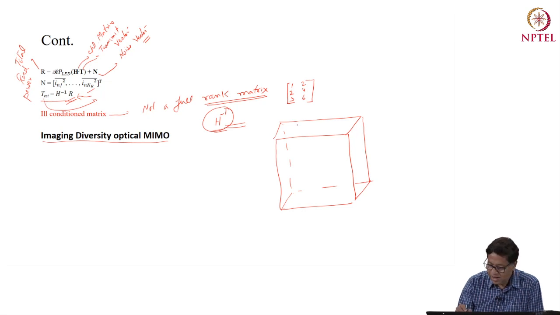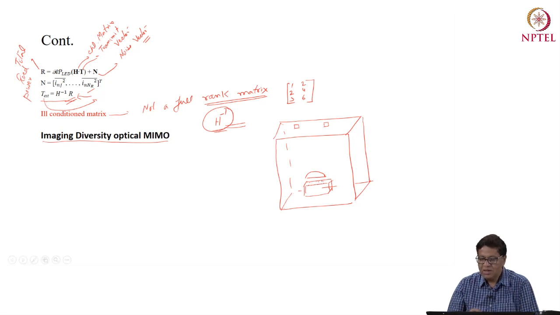This is a room, and these are, say, transmitters here. Then on the receiver side, I use a lens, which is a hemispherical lens. And below this, I have an array of detectors. So all the light coming from the source is imaged onto the receiver.